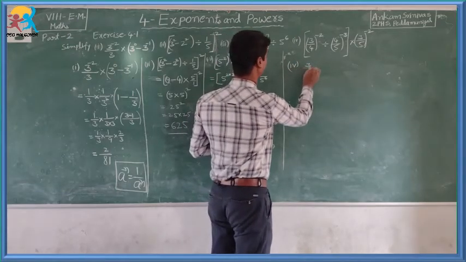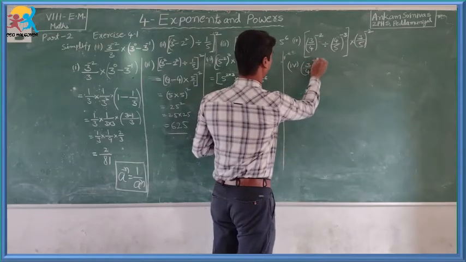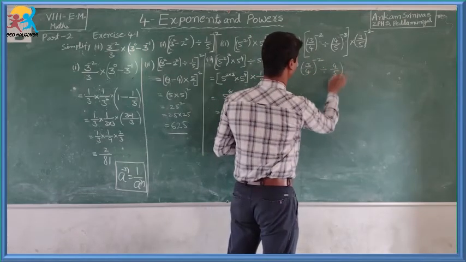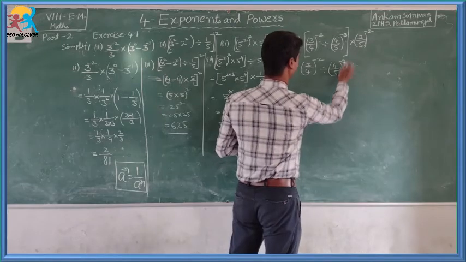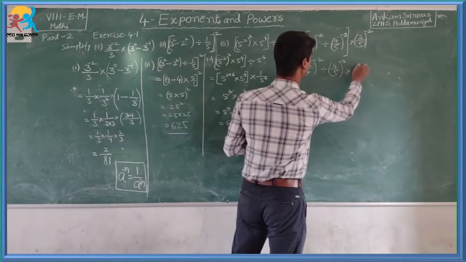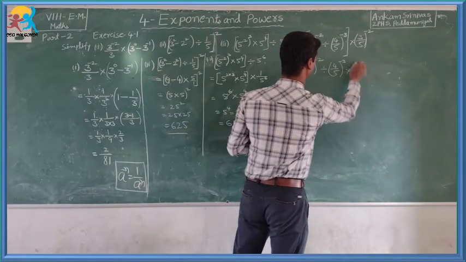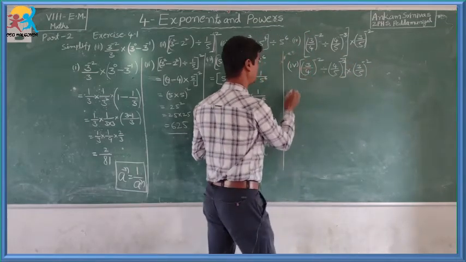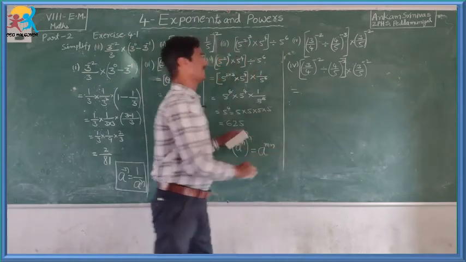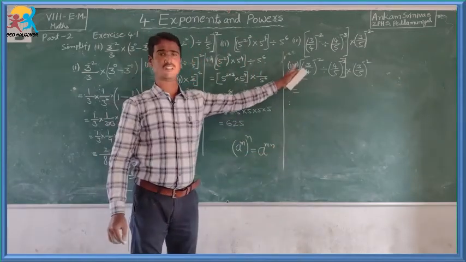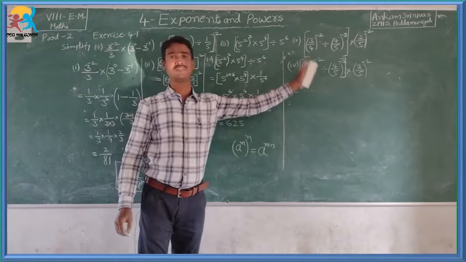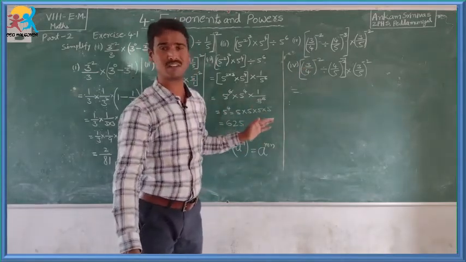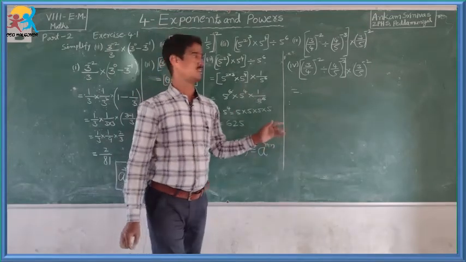3 by 4 power minus 2 divided by 4 by 5 power minus 3 into 3 by 5 whole power minus 2. If you observe this problem, first, all the powers have negative exponents. These exponents we convert into positive.